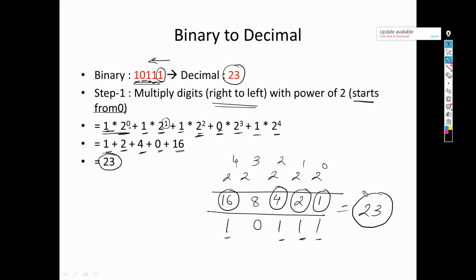So I hope you understood binary to decimal, decimal to binary, and the binary of a negative decimal number. Okay, I hope you got the idea.